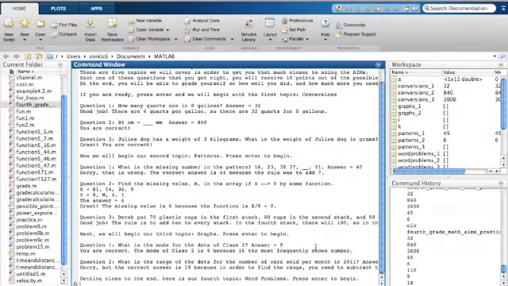Alright, so then we go to our fourth topic, which means we're getting very close to the end, and it's word problems. So we'll press enter to begin.